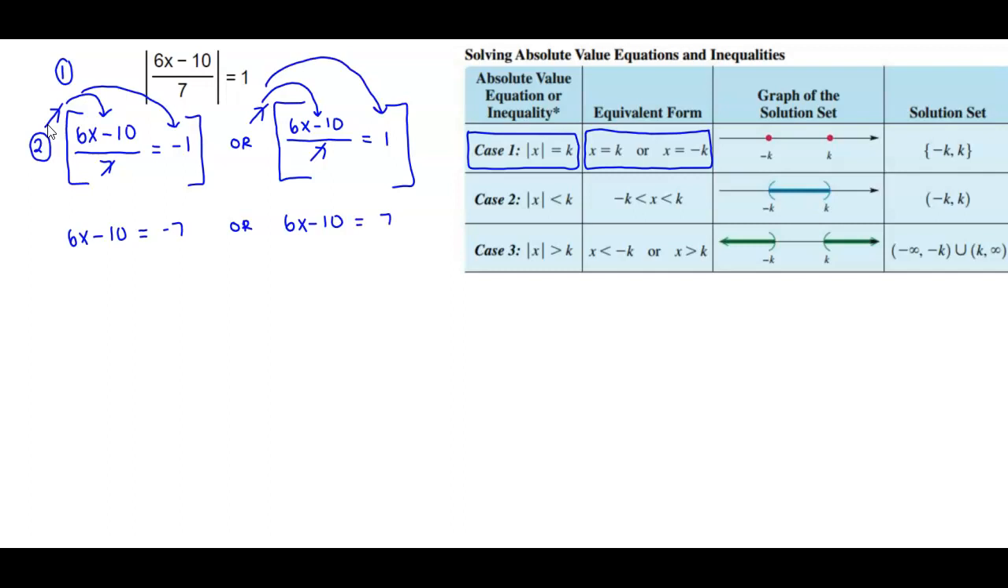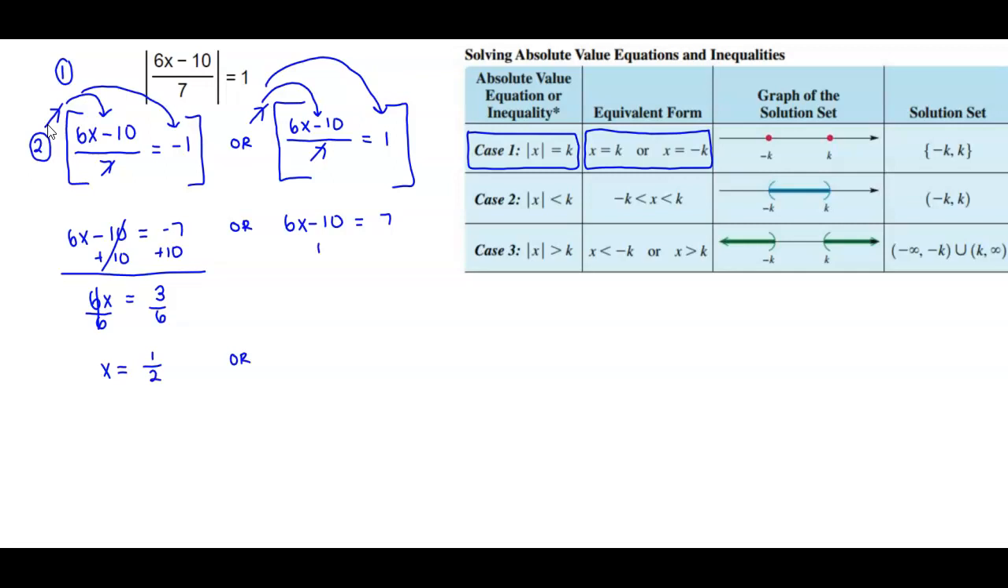And now we're going to solve for x. So we're going to add 10 to both sides. So we have 6x, which is equal to negative 7 plus 10, which is positive 3. Divide both sides by 6. And then x is going to equal the reduced fraction, which is 1/2.